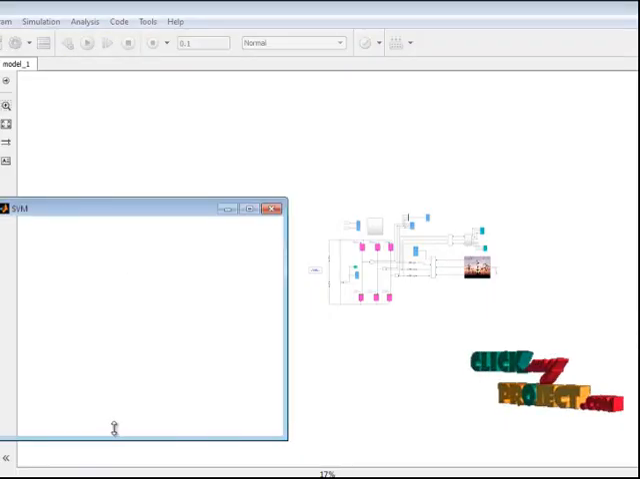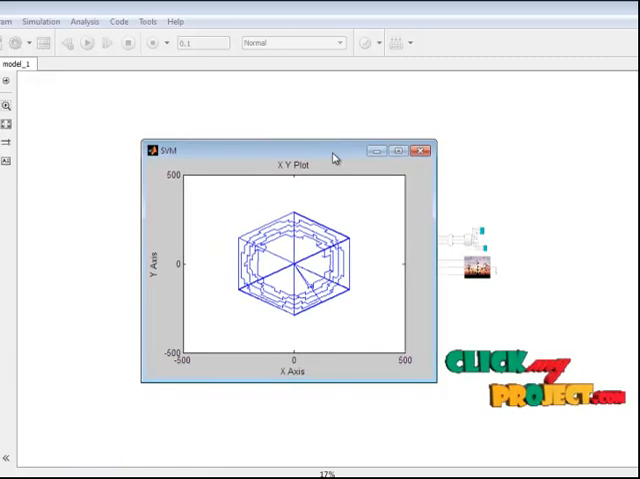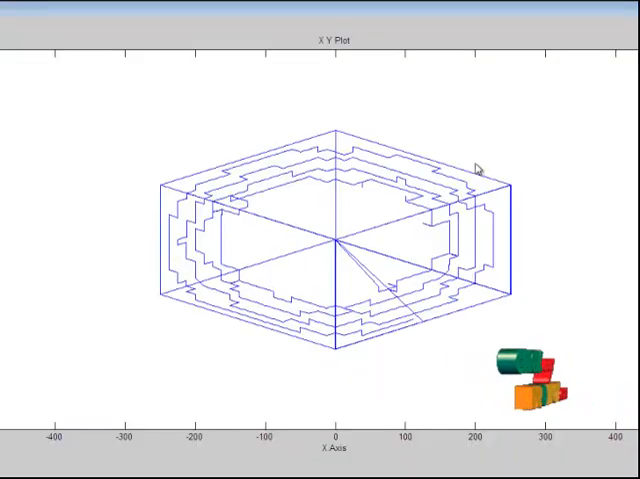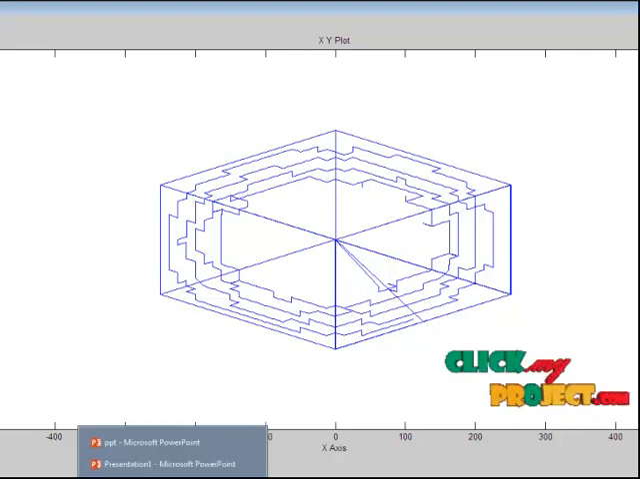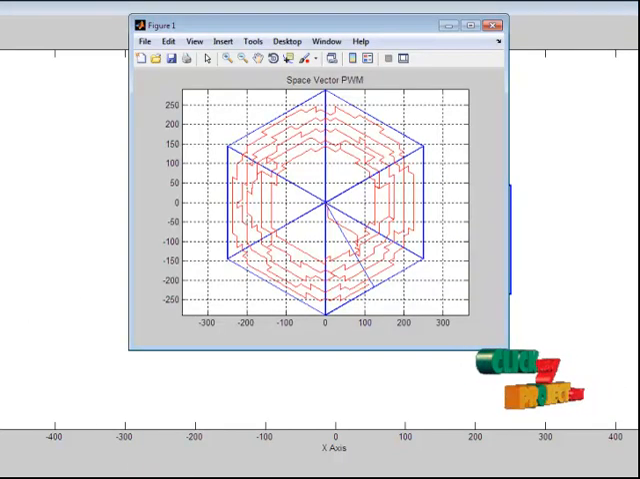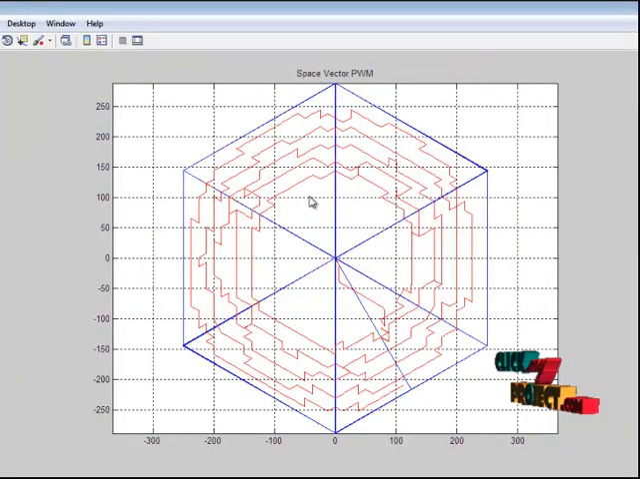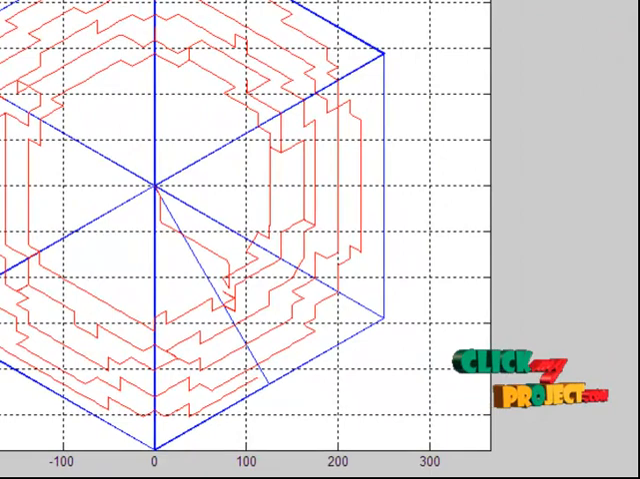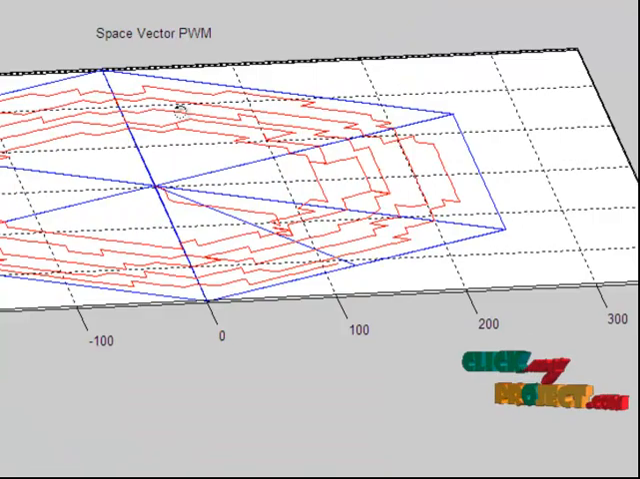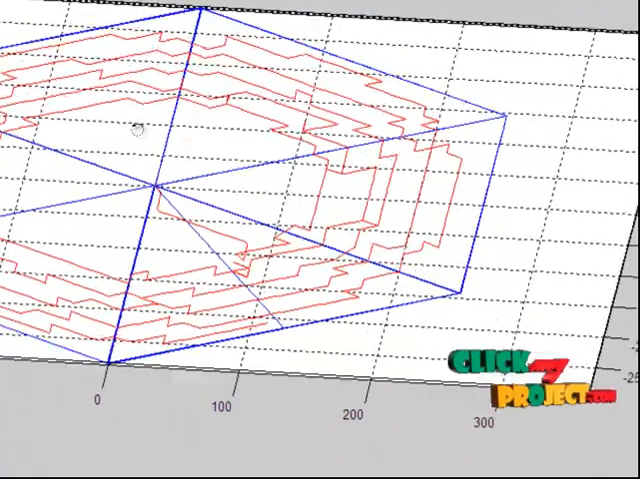You can see the space vector modulation. This is the modulation level of our space vector. These are our plots of the space vector modulation, the given pulses used for our switching levels and variations.